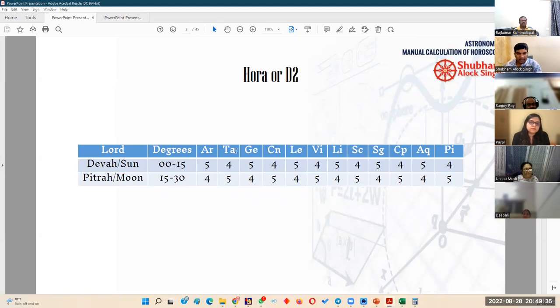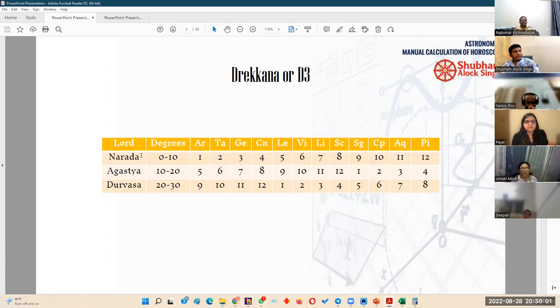This is the table. So technically what you can do, you can quickly use this table. You need two things, the degree of the planet and the Rashi it is situated in. And going horizontally and vertically, you will find the Rashi where the planet will be situated in the D2 chart. The Lord of the division ruled by Sun is Deva, God, and the Lord of the division ruled by Moon is Pitra. See, Pitra, ancestors. For the calculation of D3, one Rashi is divided into three parts. First part 0 to 10, second part 10 to 20, third part 20 to 30. First part being ruled by Narad, a sage, second part ruled by Agastya, another sage. Third part ruled by Durvasa, the third sage.